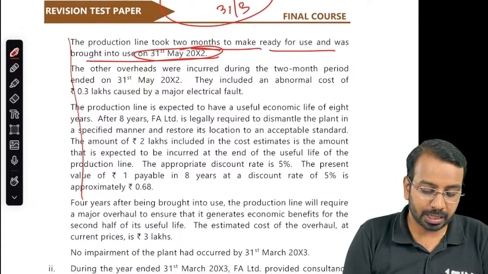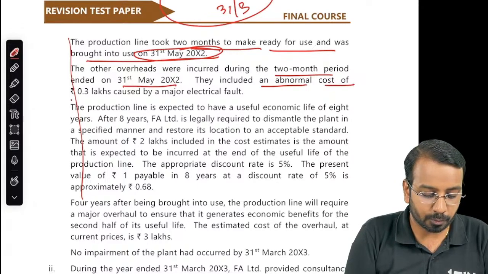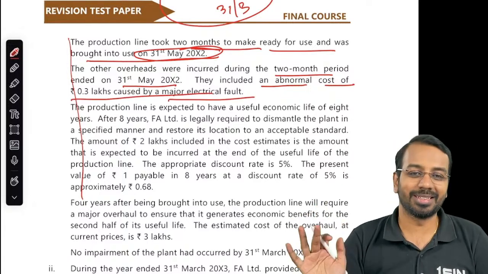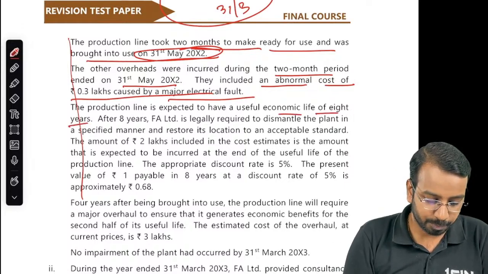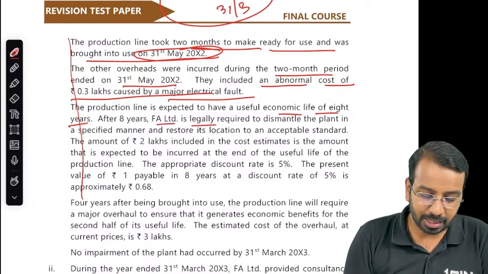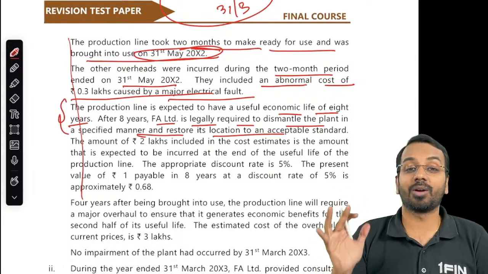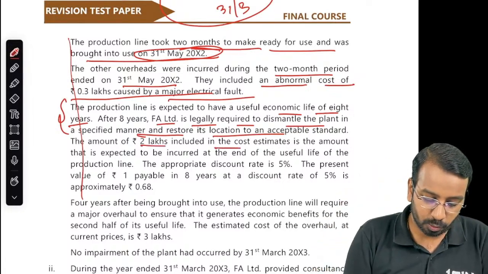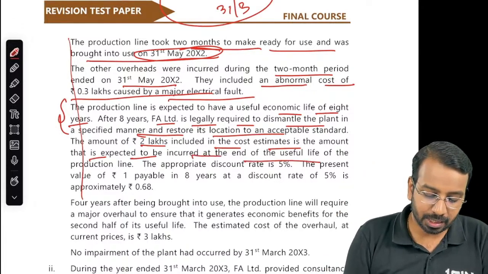Then other overheads were incurred during the 2-month period ended 31st May. They included an abnormal cost of 0.3 lakhs caused by a major electrical fault. And we know that abnormal cost we should not consider. Okay, done. The production line is expected to have an economic life of 8 years. After 8 years, FL Limited is legally required to dismantle the plant in the specified manner and restore its location. These are basically your restoration related costs. What do we do? We take the present value and add it to the cost. The amount of 2 lakhs included in the cost estimate is the amount that is expected to be incurred at the end of the useful life.